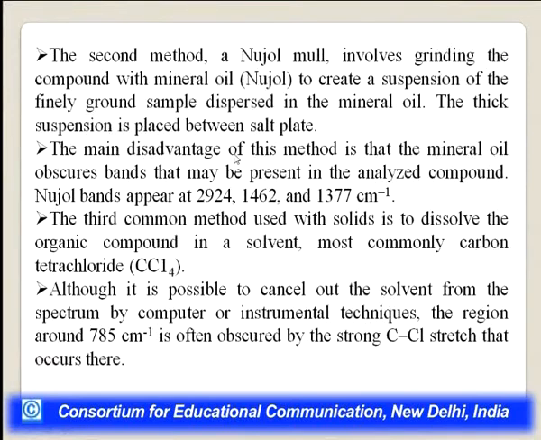The main disadvantage of this method is that mineral oil obscures or resists bands that may be present in the analyzed compound. Nujol bands appear at 2924, 1462 and 1377. The third method used with solids is to dissolve the organic compound in a solvent, most commonly carbon tetrachloride. Although it is possible to cancel out the solvent from the spectrum by computer or instrumental techniques, the region around 785 is often obscured by the strong C-Cl stretch that occurs here due to carbon tetrachloride.